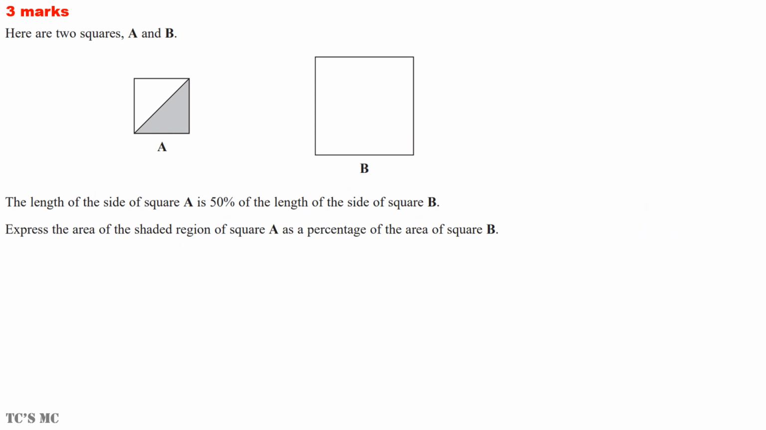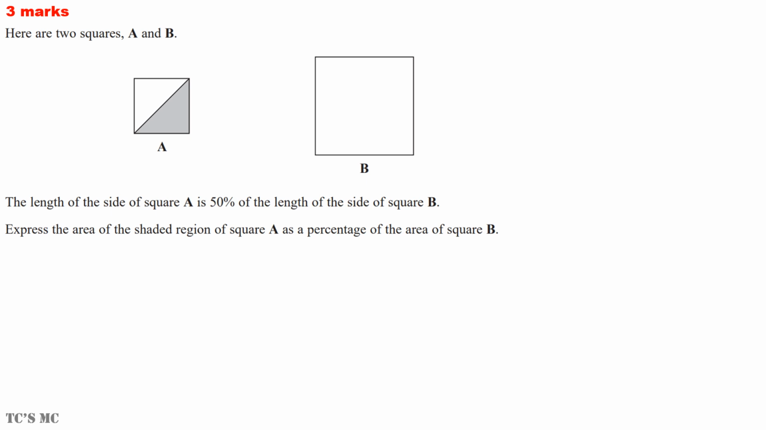Here are two squares, A and B. The length of the side of A is 50% of the side of square B. Express the area of the shaded region of A as a percentage of the area of square B.